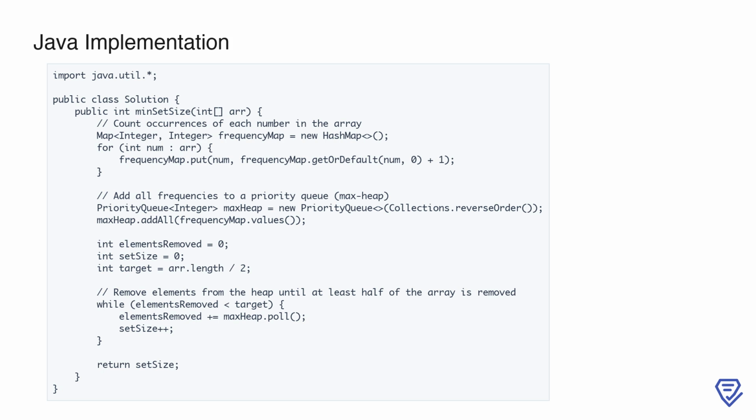This is the Java implementation of the LeetCode problem: Reduce Array Size to the Half. The logic mirrors the Python solution, using a hash map to count frequencies and a priority queue, a max heap, to process frequencies in descending order. Key distinctions include explicit type declarations and the usage of Java-specific collections such as HashMap and PriorityQueue. The code efficiently computes the minimum set size required to remove at least half of the array elements.